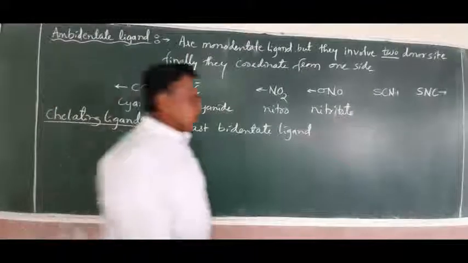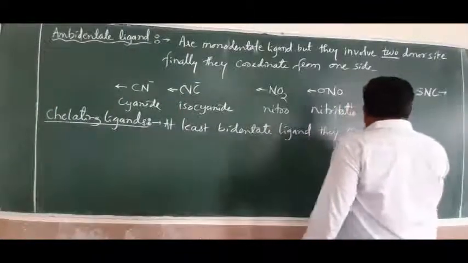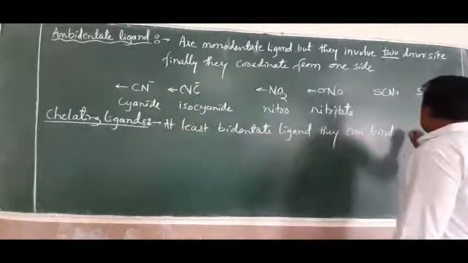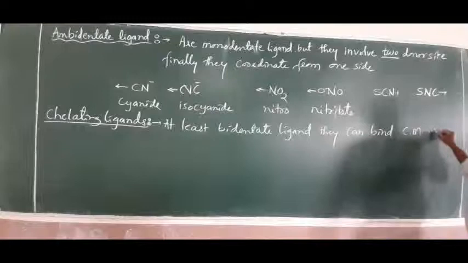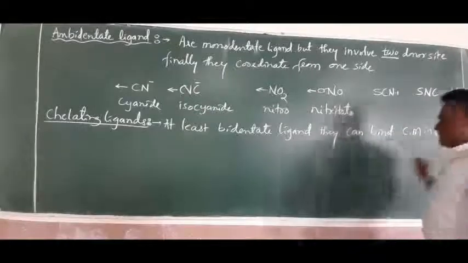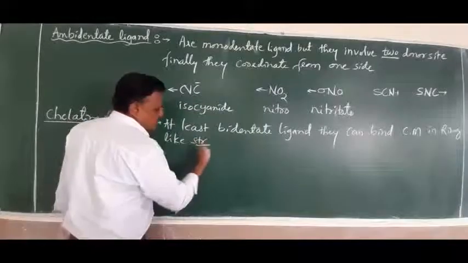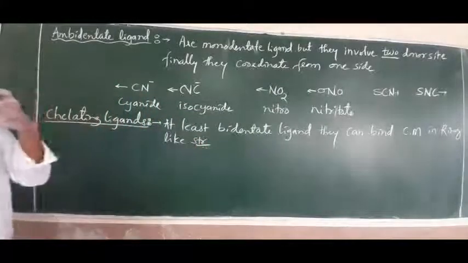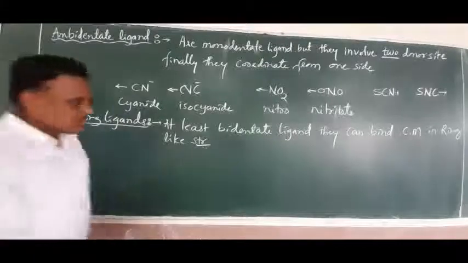At least the bidentate ligand, yes, they can bind the central metal. See, central. They can bind the central metal in a ring-like structure. Yes, these can bind the central metal in a ring-like structure. It is called chelating ligands. Very simple.